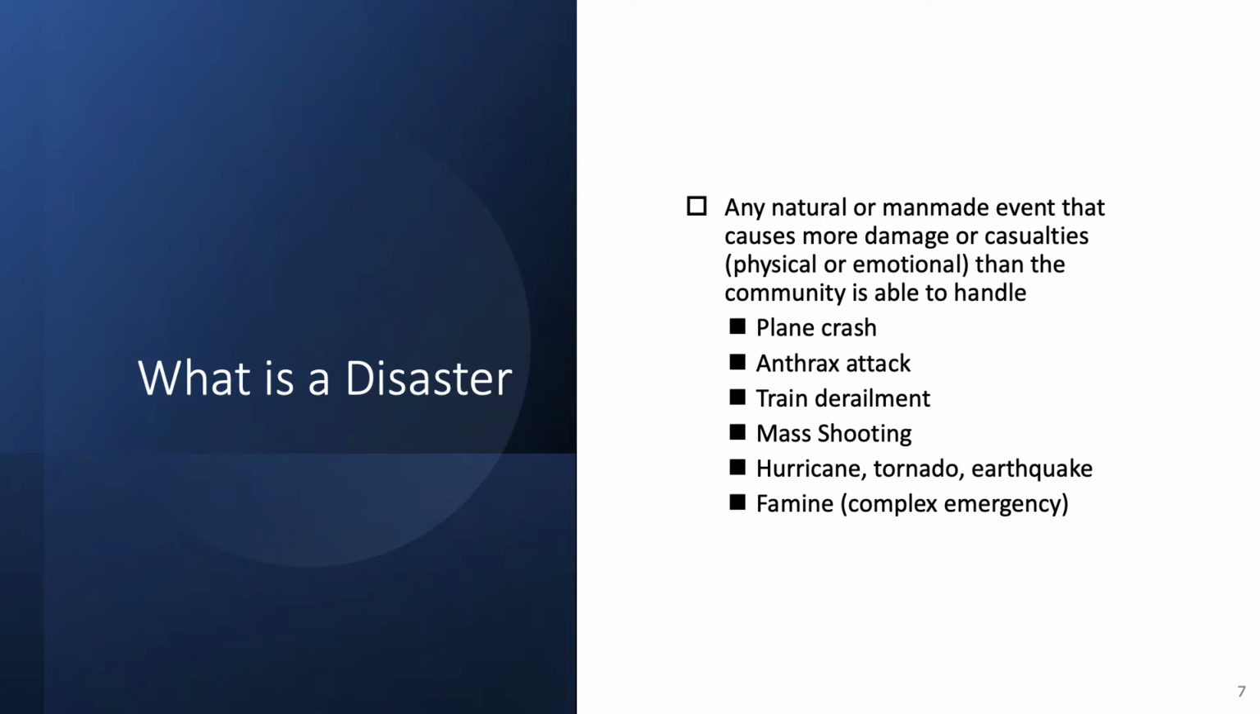What then is a disaster? Your book did a wonderful job of talking about the difference between natural disasters and man-made disasters, and the difference between what we might consider an emergency and a crisis. Any natural or man-made event that causes more damage or casualties than the community is able to handle is considered a disaster. This can be a plane crash, anthrax attacks, train derailments, mass shootings, hurricanes, tornadoes, earthquakes, famines, and as we all know, pandemics.